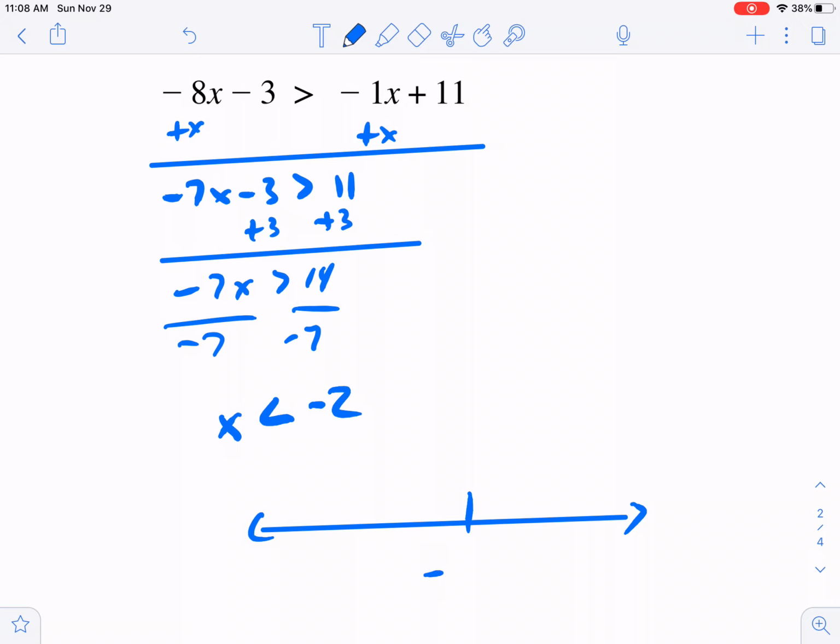Write down the negative 2. Open circle, I believe, because it does not actually include that number. It's just everything less than, and off to the left.